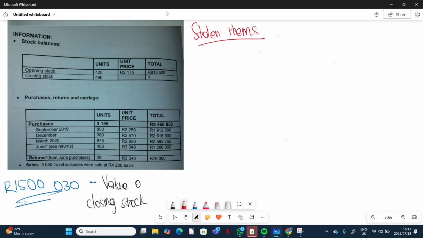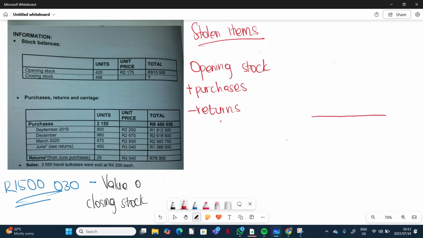So this is how we get it. We're going to get our opening stock. Then after our opening stock, we are going to add our purchases, and we're going to subtract our returns. After that, this would give us the amount of goods that are available for us to sell. So these would be goods that are available for sale.